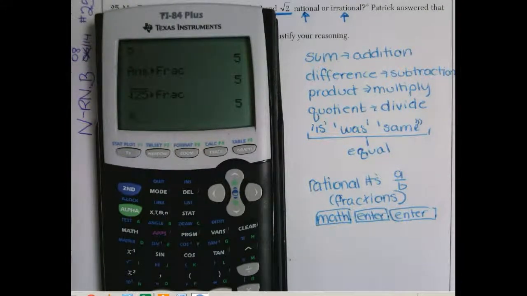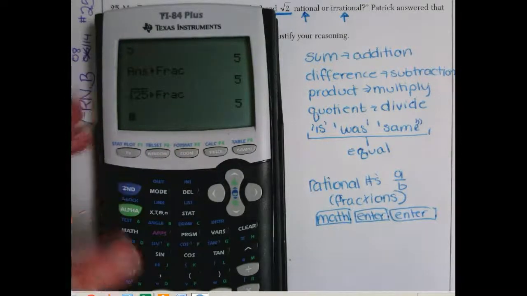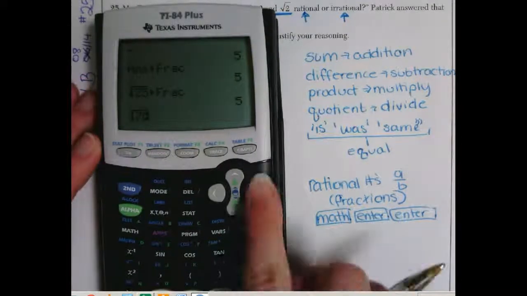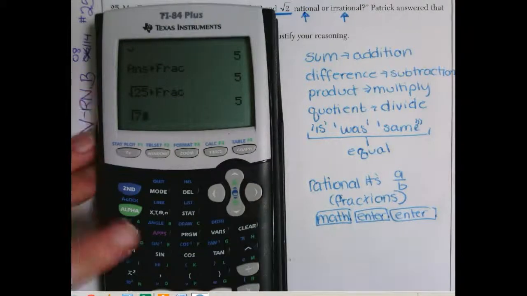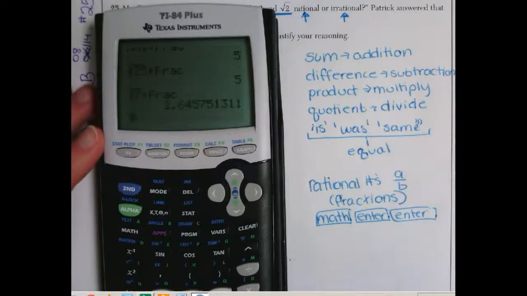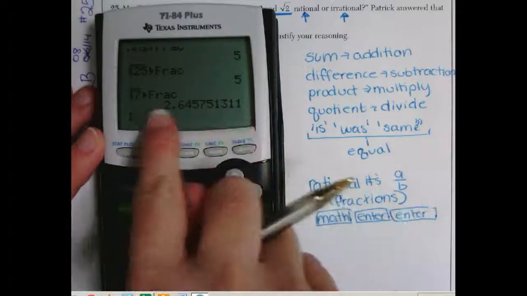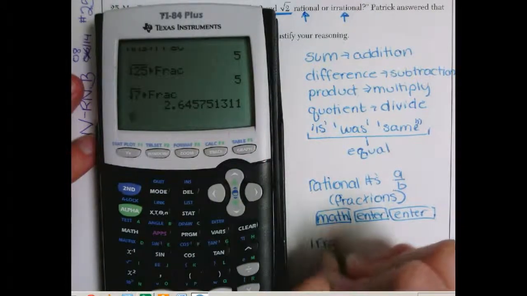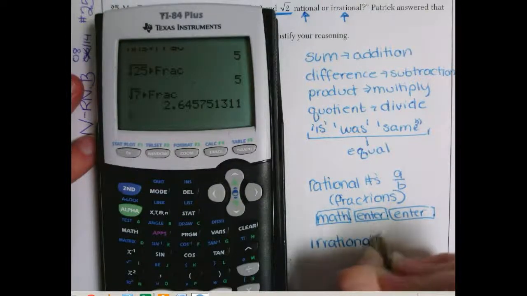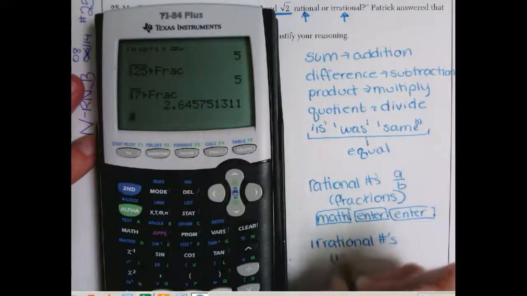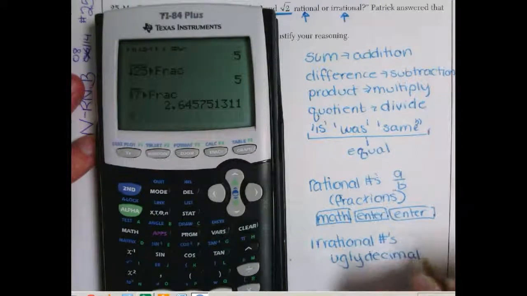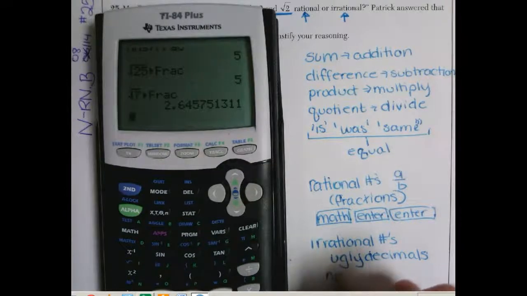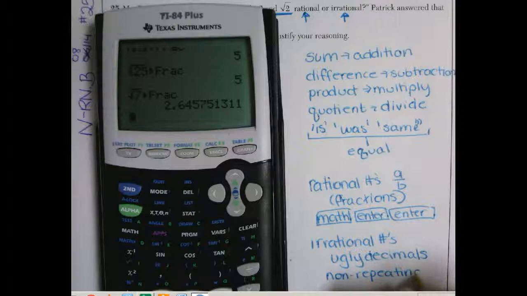Okay? Now, if I have something like the square root of 7, though, and I use my arrow to get out and I hit Math, Enter, Enter, look what I get. I get an ugly decimal. Because I get an ugly decimal, that makes it irrational. So irrational numbers, I'm just going to write ugly decimals because that's what they are. Okay? They're non-repeating, okay, and they're non-terminating.